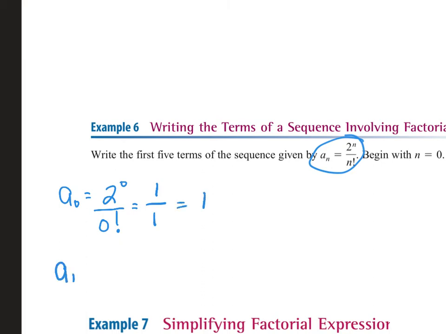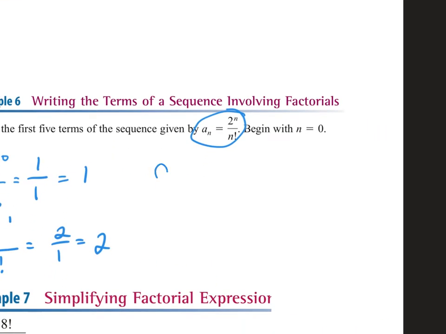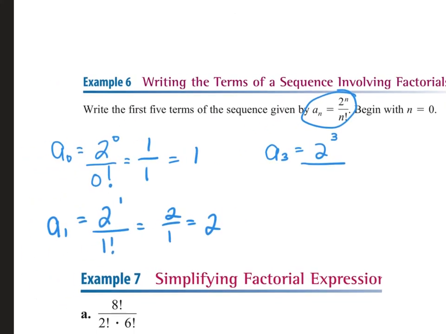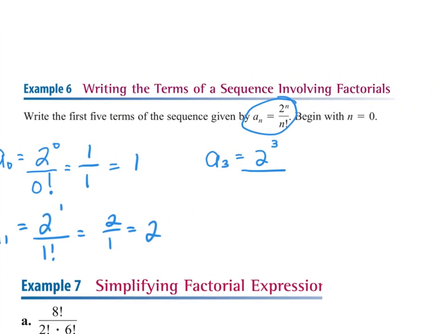So now I'm going to find the first term. So it's 2 to the first power over what? 1 factorial. What's 2 to the first power? 2 over 1, which is 2. All right, so now I'm going to find the third term. So I have 2 to the third power over what? 3. Did I skip? I did. I skip. I'm sorry. I'm so excited with factorials, I skipped the second term. Sorry. Let's find the second term.